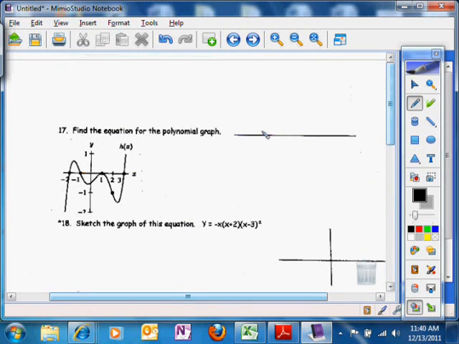Find the equation of the polynomial graph. This is where you have a single root at negative 2, a single at negative 1, a double at 1 because it bounces, and a single at 3. So far I have x plus 2, x plus 1, x minus 1 squared because that's the double because of the bounce, and an x minus 3.